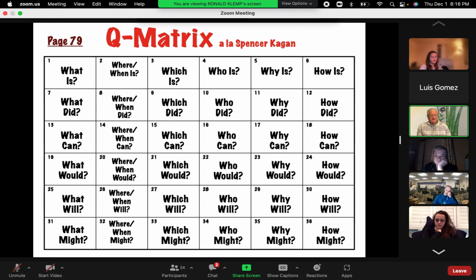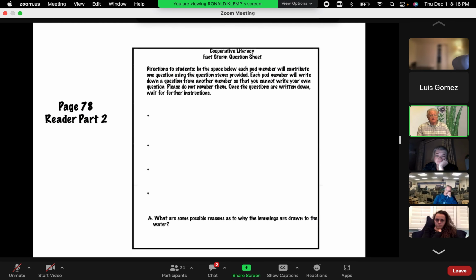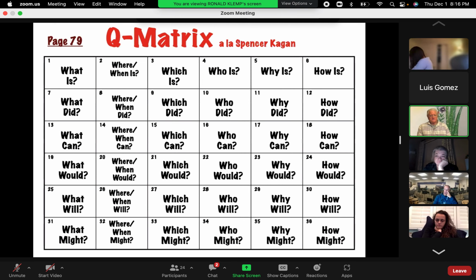So what we do then is we have students take a few minutes and go back through the text. And what we ask them to do is on this sheet here, they're going to write a question, and it's going to be transposed onto the sheet. We're going to use the Q matrix question stems to generate these questions. So they can pick a square.